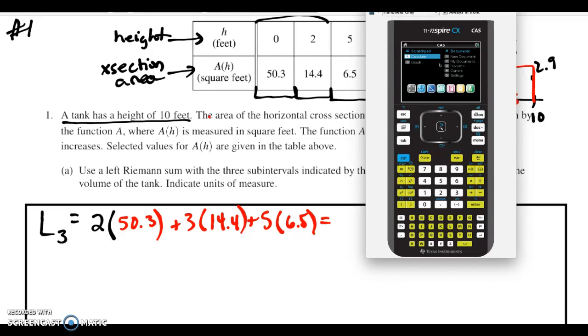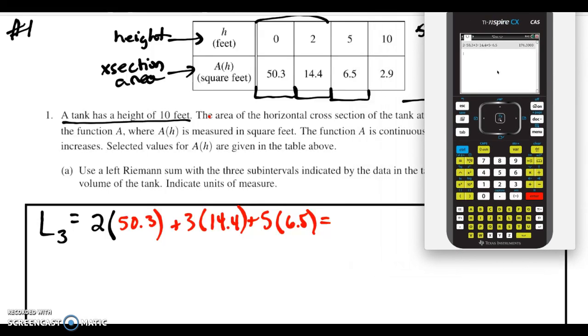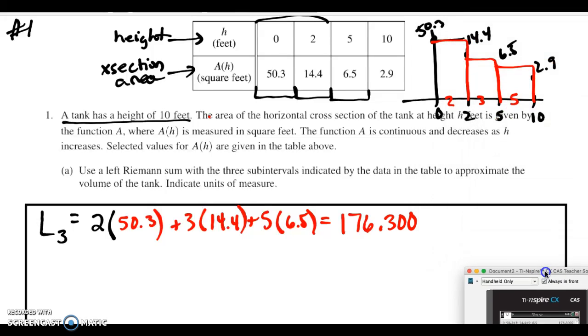So I'm going to bring a calculator over here. I've turned on the contrast just to help me out. I'm going to start a new document. I'm not going to save my work. Hit a calculator page. And using the parentheses, I'm going to add it in. 2 parentheses, 50.3 plus 3 parentheses, 14.4 plus 5 parentheses, 6.5, close parentheses, enter. So the answer is 176.300. You're always going to write it to the thousandths when you can.